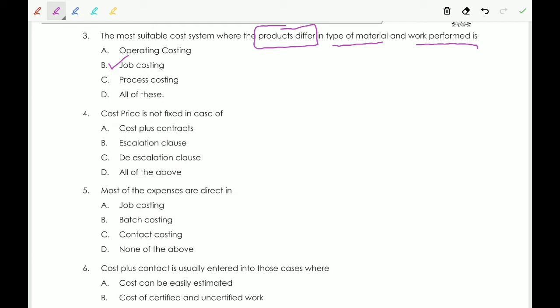Next, fourth one, cost price is not fixed in case of option A cost plus contracts, B escalation clause, C de-escalation clause, D all of the above. So the answer is cost plus contracts. In cost plus contract, cost price is not fixed.